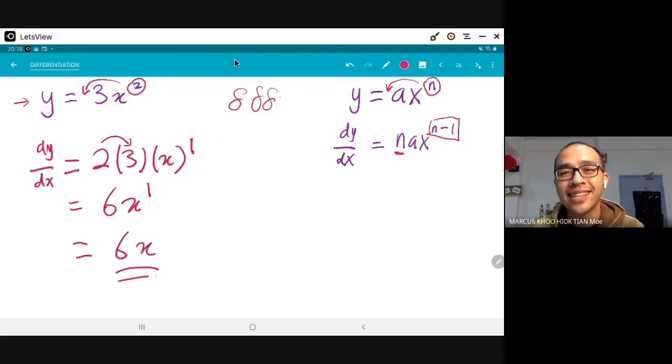First principle is a different story. You need to know how to do the first principle, especially if you're going to higher level mathematics. First principle is actually very important.